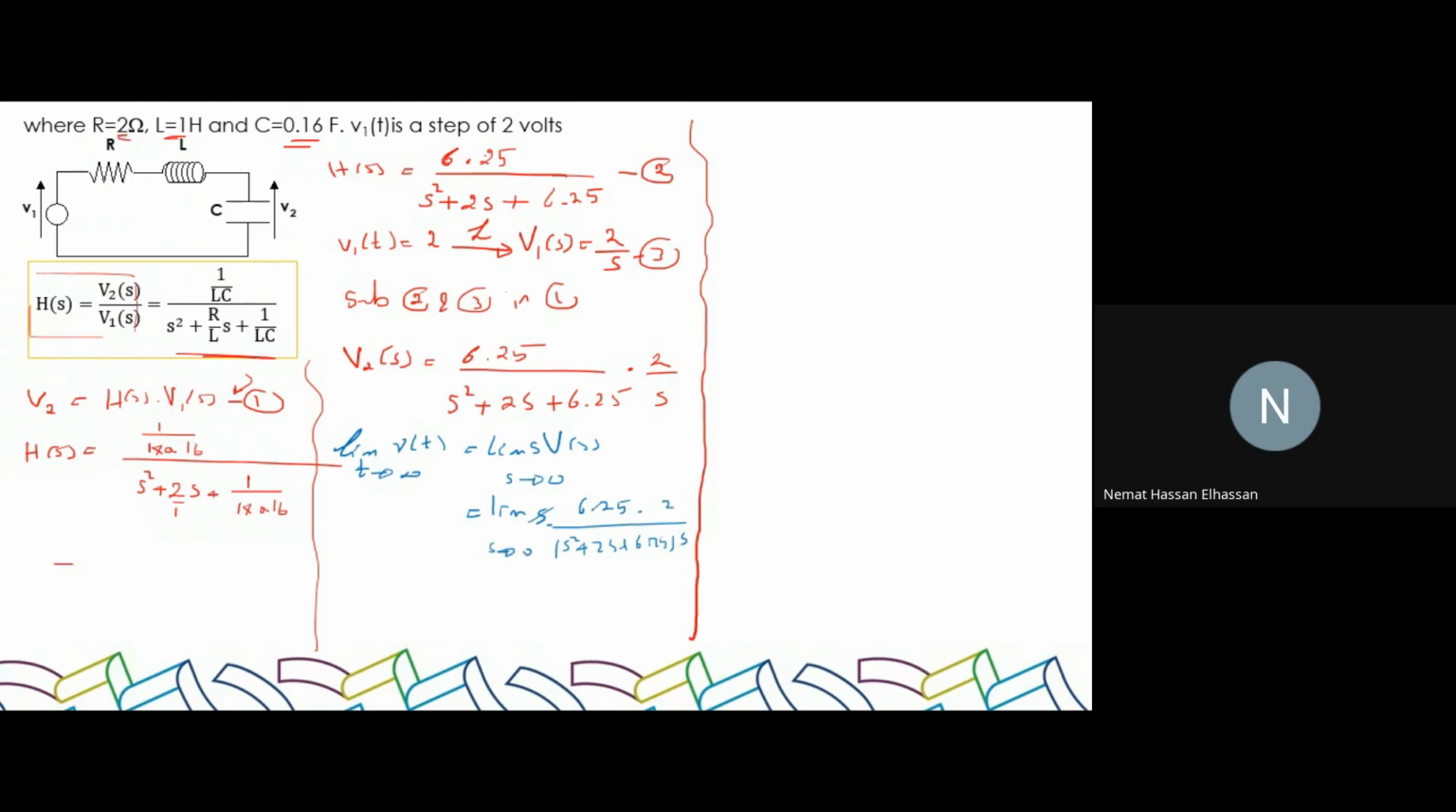This s and this s cancel each other out. Any term that has s on it is a 0. What do I have left? 6.25 times 2 divided by 6.25. 6.25, 6.25 cancel each other out. So it's equal to 2. Make sense?